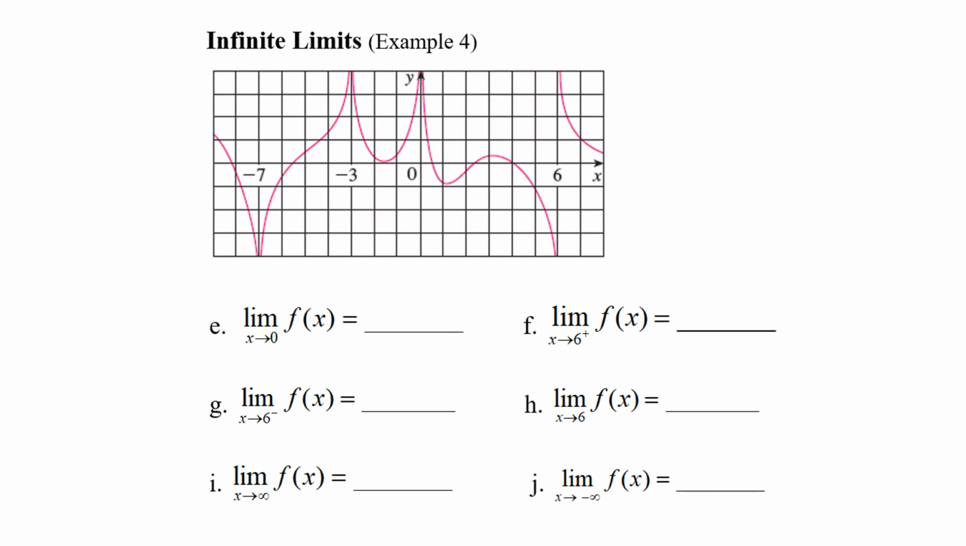Let's take a look at a couple more of these. So now we'll look at the limit as x approaches 0 of f of x. As we're approaching 0, again, we have this vertical asymptote. As we look from the right, it seems that this piece is approaching positive infinity. As we look from the left, it seems we're approaching positive infinity. So my overall limit is positive infinity.